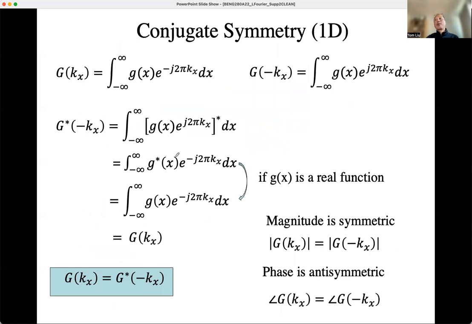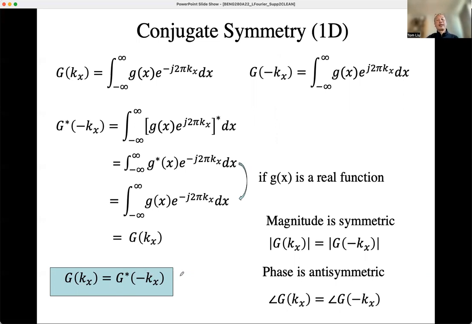One important concept that we'll cover later in class is that the Fourier transform exhibits what's called conjugate symmetry. Let's say I know the Fourier transform at some frequency, g of kx, and I also know the Fourier transform at a negative frequency. Well, these terms look very similar, almost the same expression, so we would expect some relationship between them. It turns out if g of x is a real function, then it satisfies what's called Hermitian symmetry, which is that g of kx is just the complex conjugate of g of minus kx.